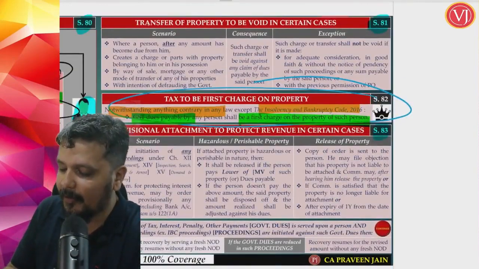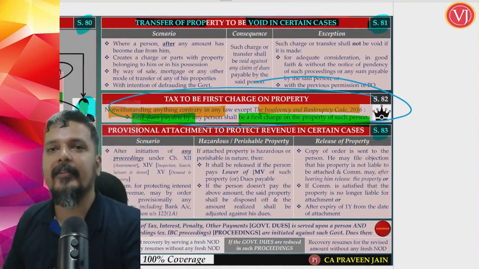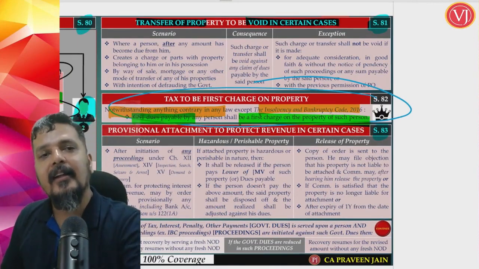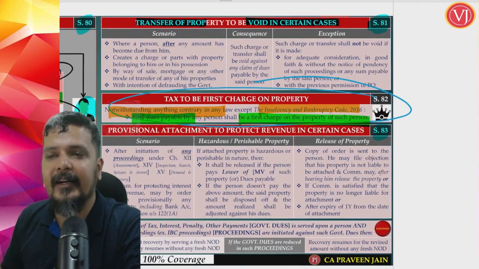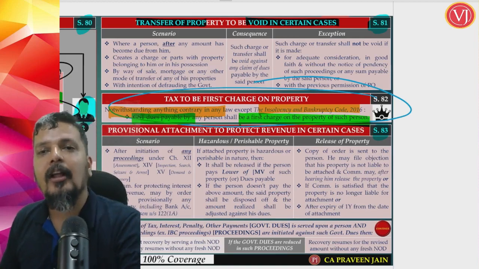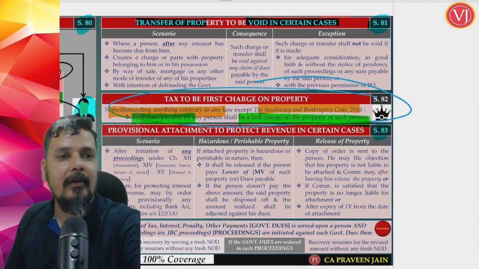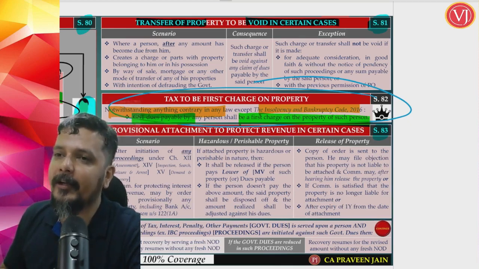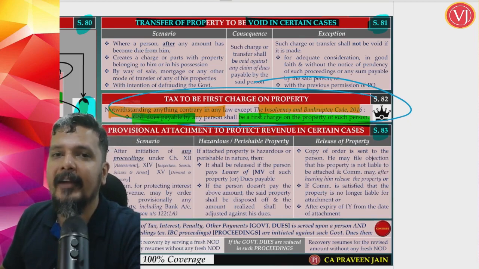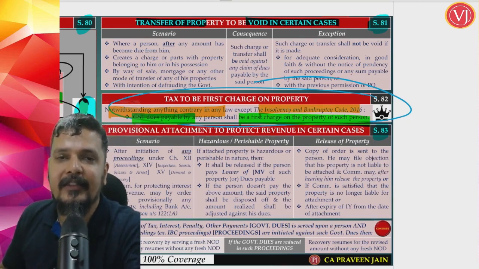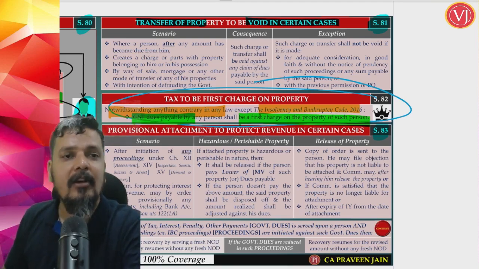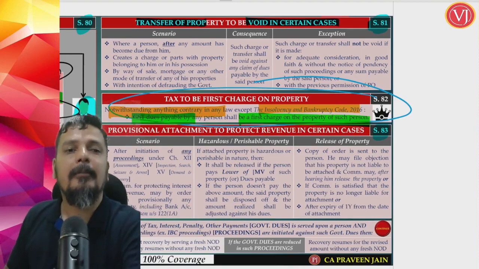Now what is section 81? Section 81 talks about transfer of property to be void in certain cases. Assume that a managing director of a company, say Vijay Mallya, knows that his company is going to go under default and he is going to have huge dues. Before the order comes, he sells all his company's properties. Now, what is the government trying to tell? If the properties are sold by such companies, the transfer which happened will be treated as null and void, and they can recover the dues from the person who has purchased those properties in terms of taking back that property.